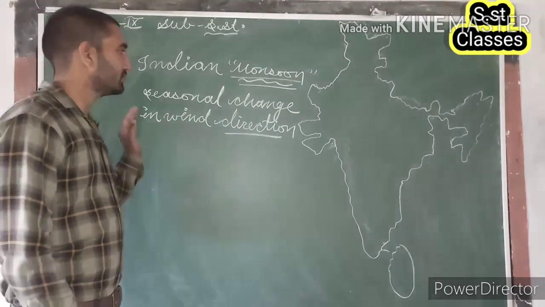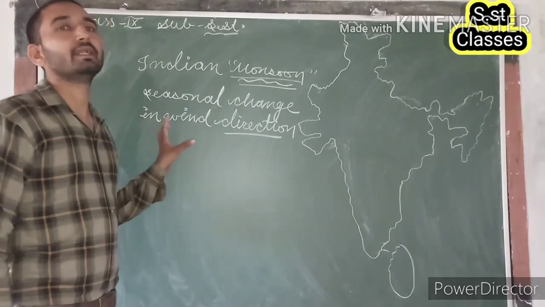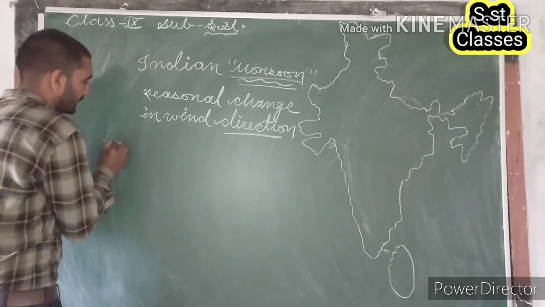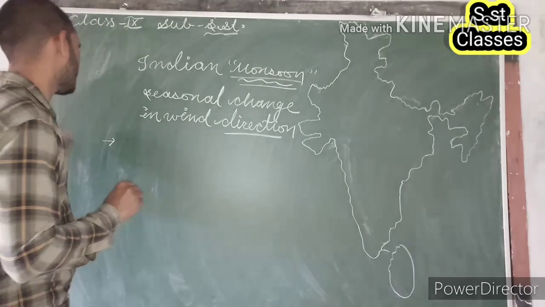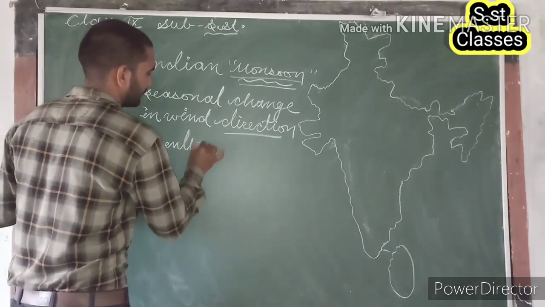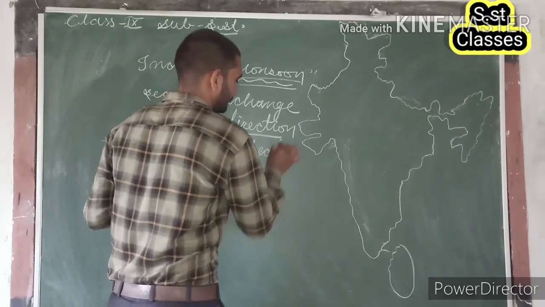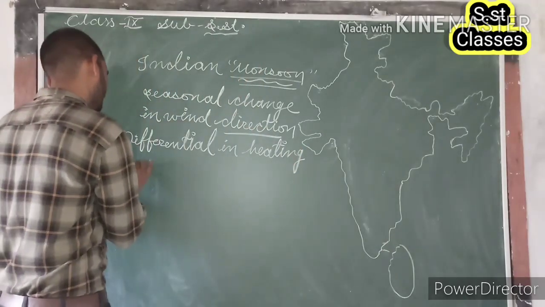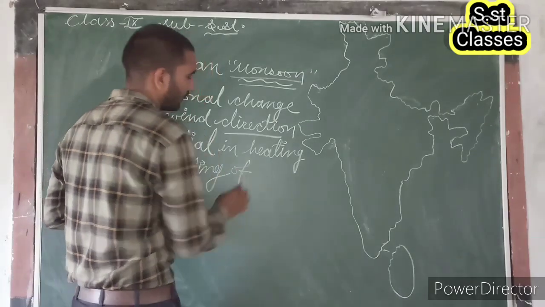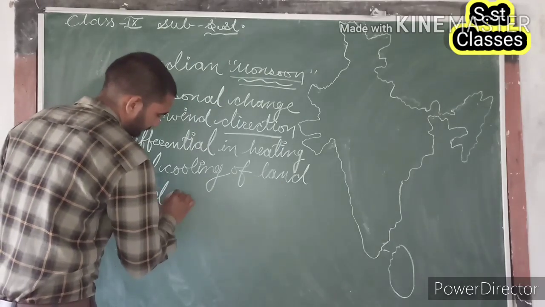Now which things are generally related with this seasonal change of wind direction, means which major elements are related with this change in seasonal wind direction, means how the wind direction changes with the change of season, and which major factors are responsible for that. So the first factor responsible for this change in wind direction is the differential in heating and cooling of land and water.